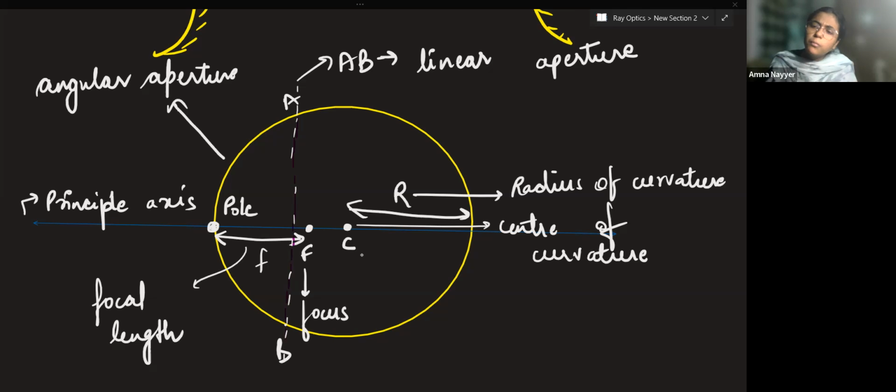Image can also be formed here. You can keep the object as well. Got it? Yes, teacher. Thank you.